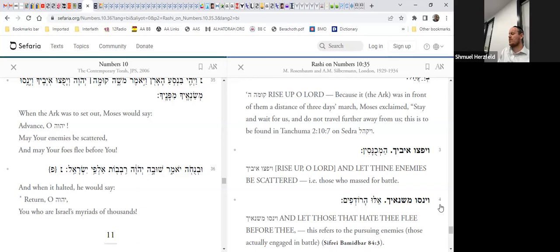So then it states, Kuma Hashem, arise God, Lefisha Yamaktim Lifneim, Ba'al Shloshas Yamim, because the ark will go ahead of them by a distance of 3 days.